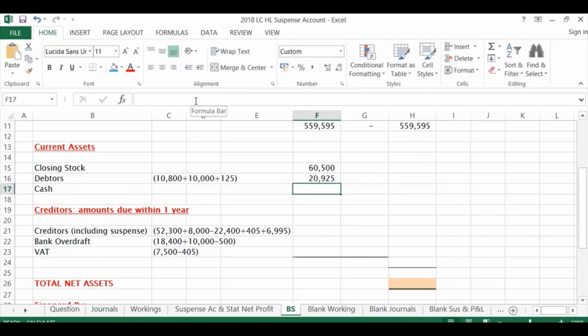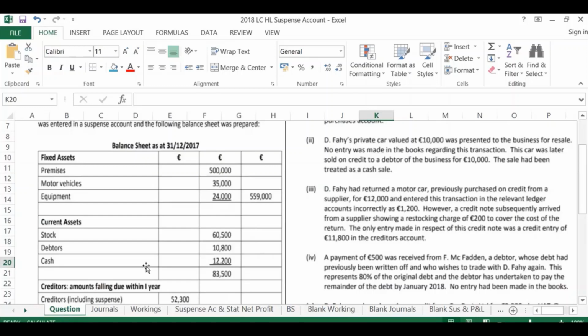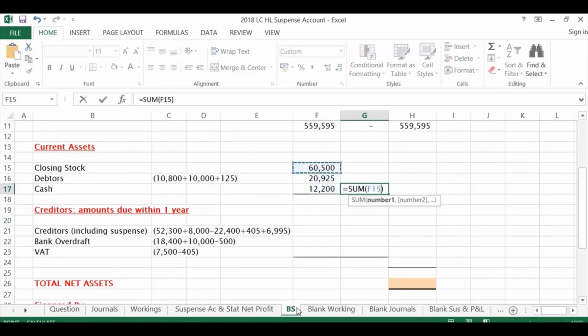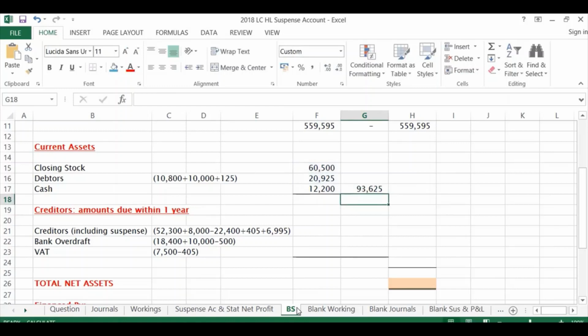with 20,925. And there was no change to cash from the original balance sheet. So if I look at cash in my original balance sheet, it was 12,200, so that's going to remain at 12,200, and that will leave me with total current assets of 93,625. Now the creditors amounts due within 1 year is creditors.